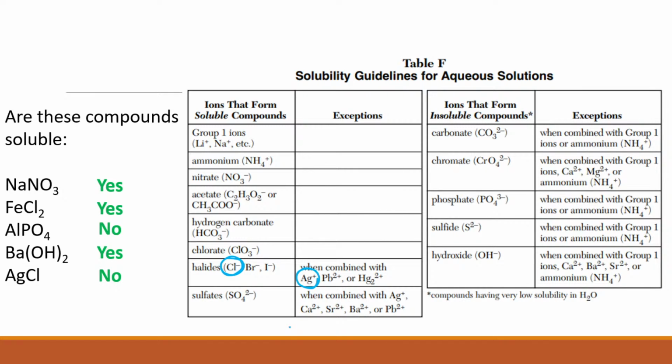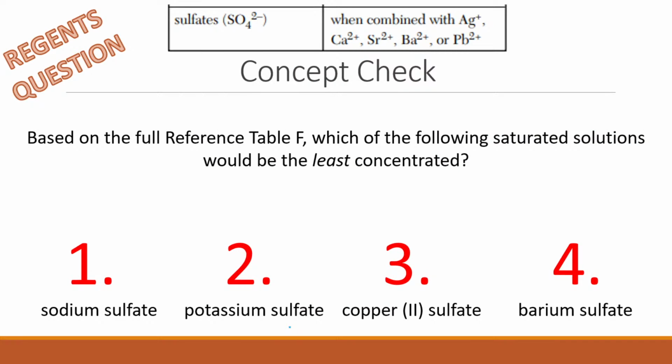Now, to wrap us up for today, I have a multiple choice practice problem for you, and also a point to make. Here is our question, taken off of an old Regents exam. Based on the full reference Table F, which of the following saturated solutions would be the least concentrated? I have pulled out the relevant piece of Table F for you, and I will even be nice to you and give you our compounds here.